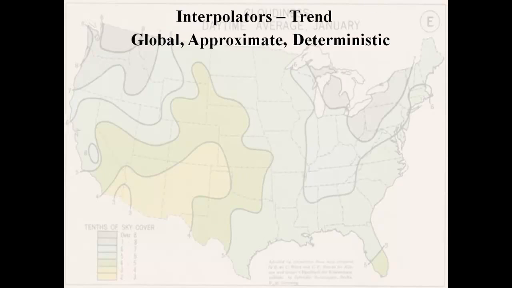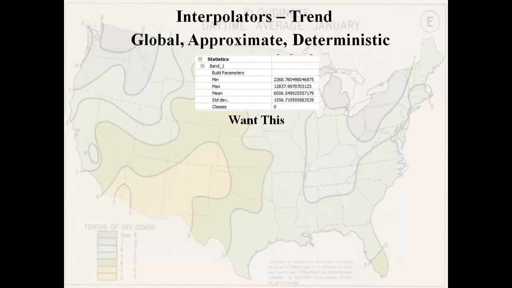Okay. Trend is global. It's going to use all the points. It's approximate. It's not going to match the input elevations, or in this case, values, exactly. And it's deterministic. You can run it 100 times and get the same answer.